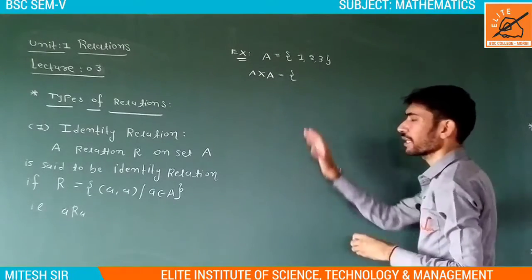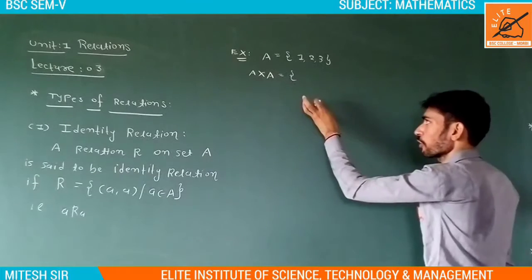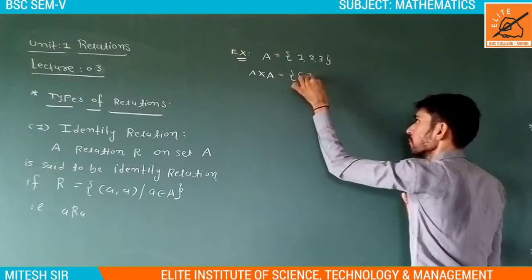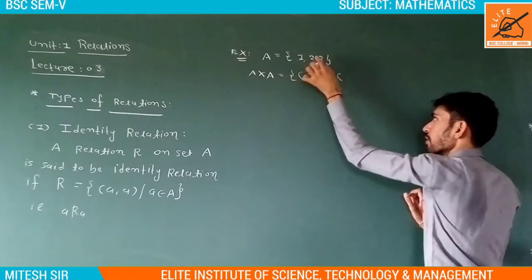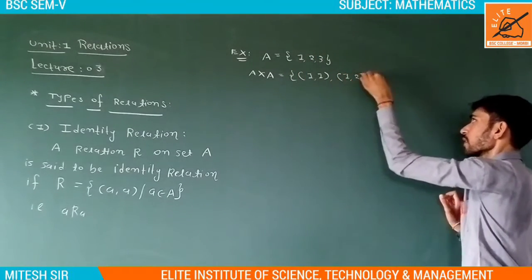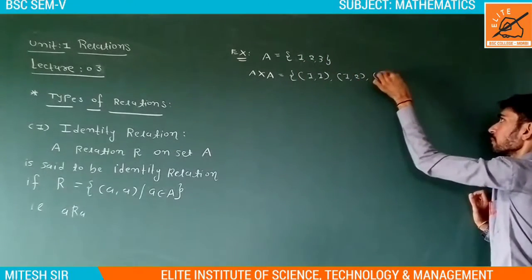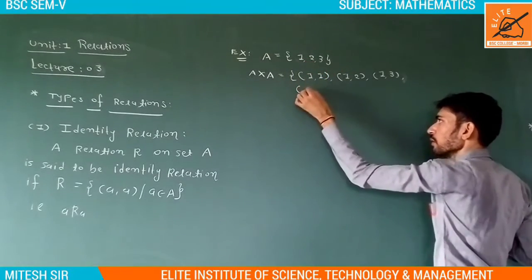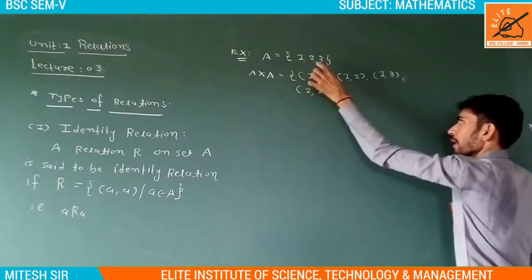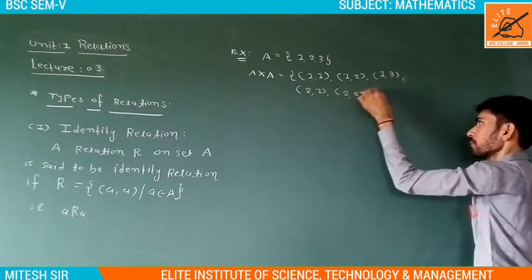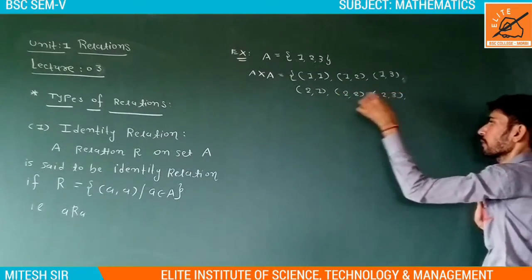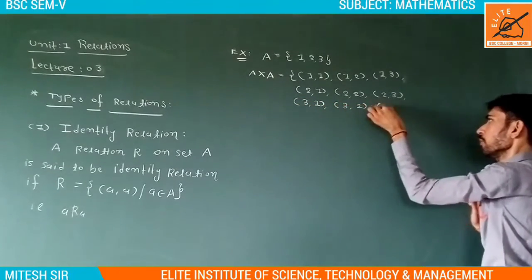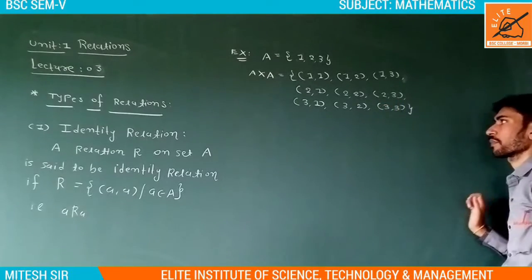So in this example we write the Cartesian product first of all. How to write the Cartesian product? Here we are doing the Cartesian product on set A itself. So the first pair is 1 1, second pair is 1 2, third pair is 1 3, next pair is 2 1, next one is 2 2, next one is 2 3, next one is 3 1, 3 2 and 3 3.